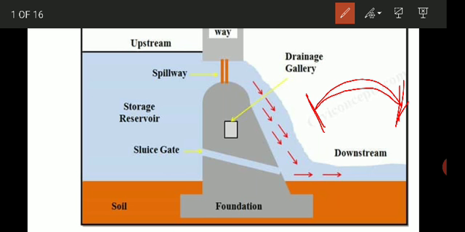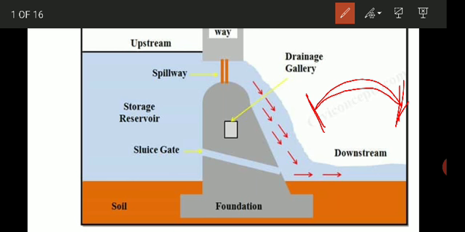Then we have the earthen dam. The Hidkal dam is partly a gravity dam and partly an earthen dam. Earthen dams are made of earth material, that is, soil is used, and then rock fill is used. Hard rock is filled at the center, and on the sides by the soil. So these are the different types of dams.